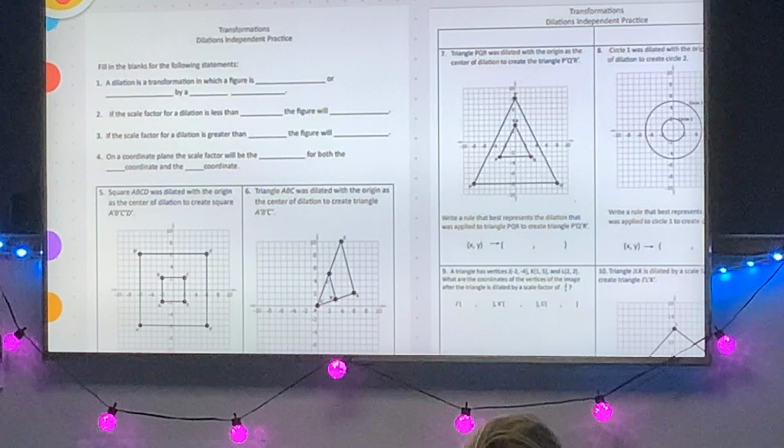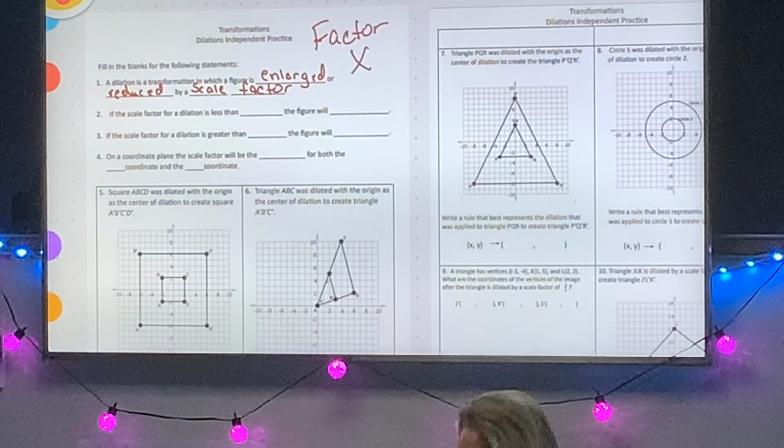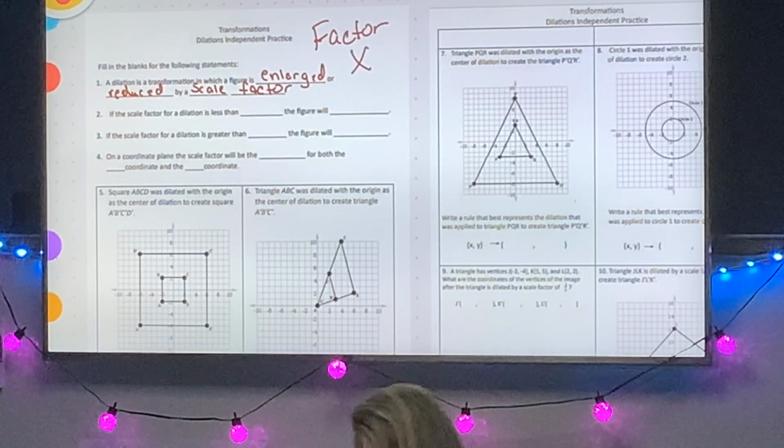A dilation is a transformation by which a figure is enlarged or reduced by a scale factor. Remember, the word factor means to multiply.